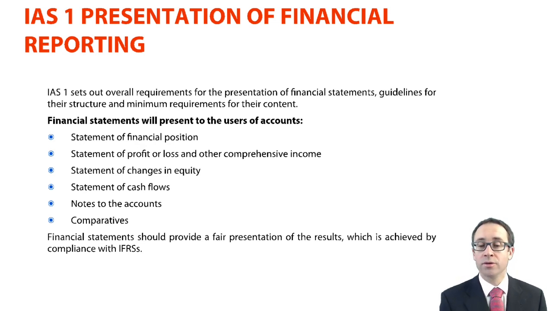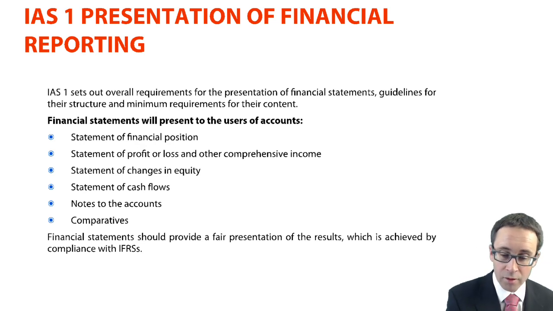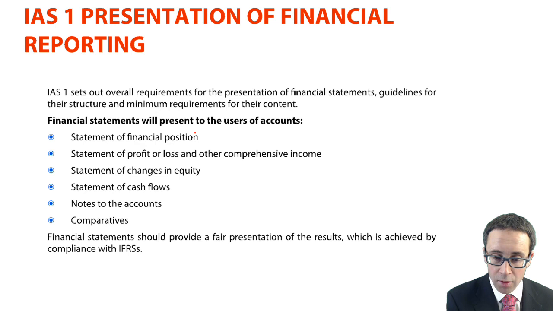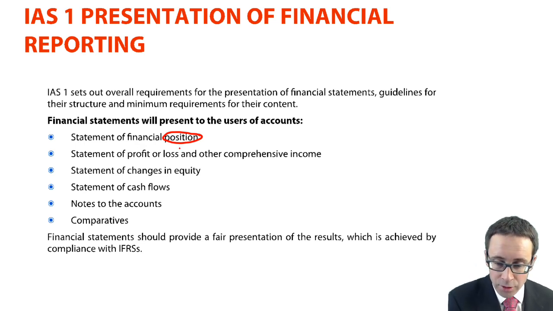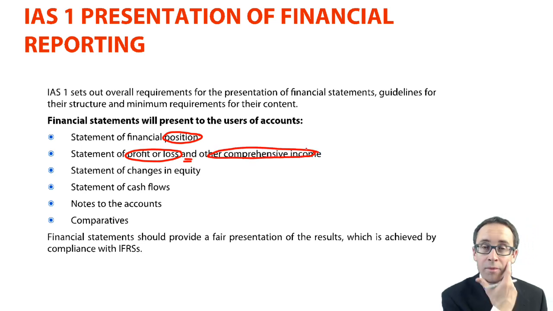First of all, it tells us what financial statements we should prepare to make up a full set of financial statements. And what you've got there, you're familiar with all of them already. We need to look at your statement of financial position, so the assets, liabilities, and equity. We also have your statement of profit or loss and your other comprehensive income.